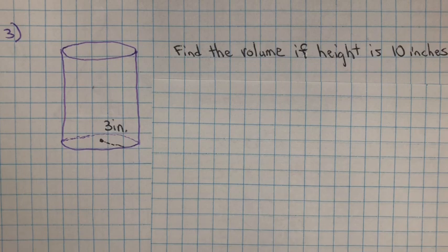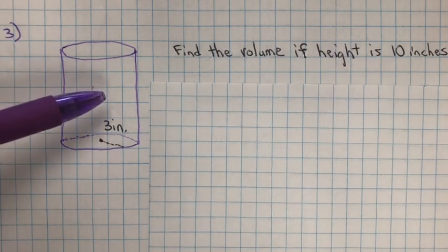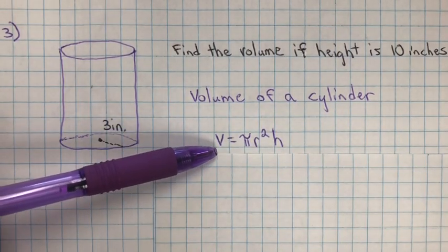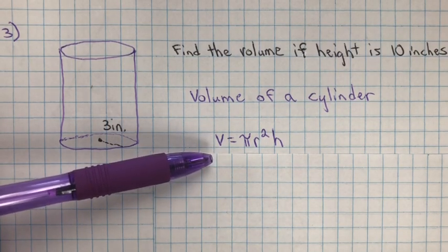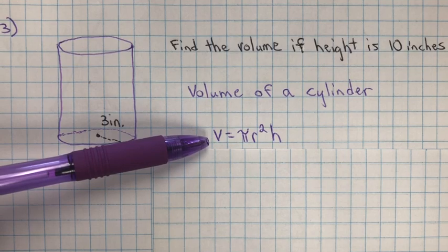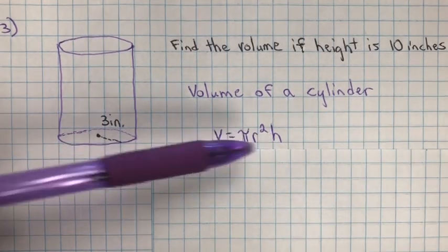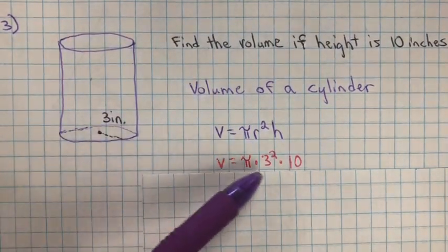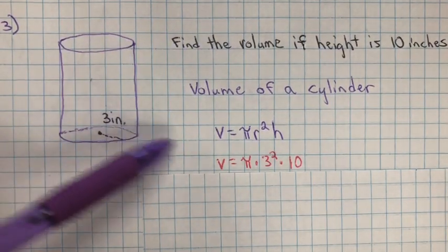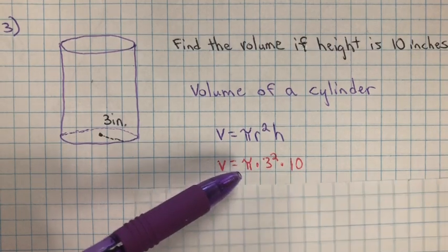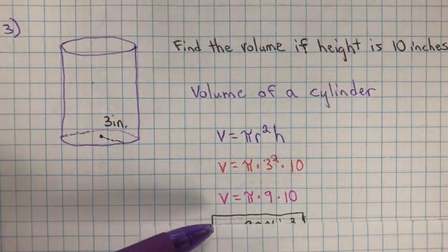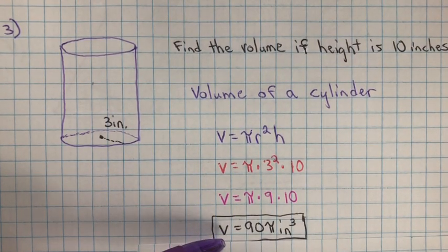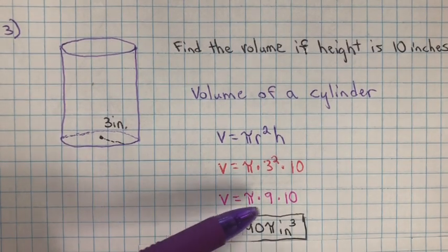For number 3, we need to find the volume if the height is 10 inches. So the volume of a cylinder, the formula is V equals pi r squared multiplied by the height, or I remember as veggie pies are too hot. So the radius of this cylinder is 3 inches. The height is 10 inches. So 3 squared equals 9. 9 multiplied by 10 equals 90. So the volume of this cylinder is 90 pi inches cubed.